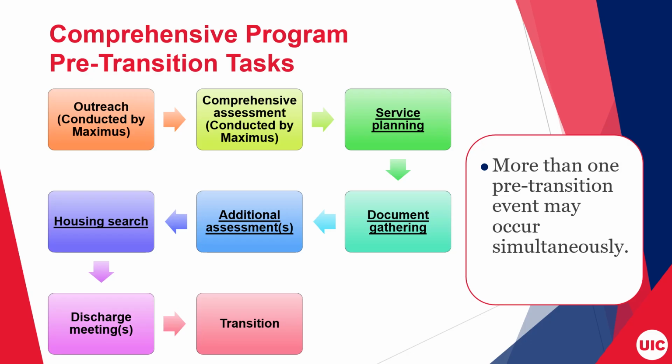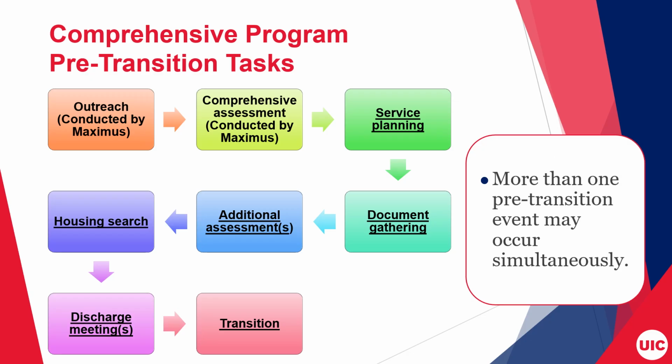The housing search phase of pre-transition activities can be lengthy, especially for members who have legal or financial barriers to securing housing, such as poor credit or a criminal history. However, for some members, locating housing is a smooth and speedy process. Discussions with facility staff and providers should occur on an ongoing basis.